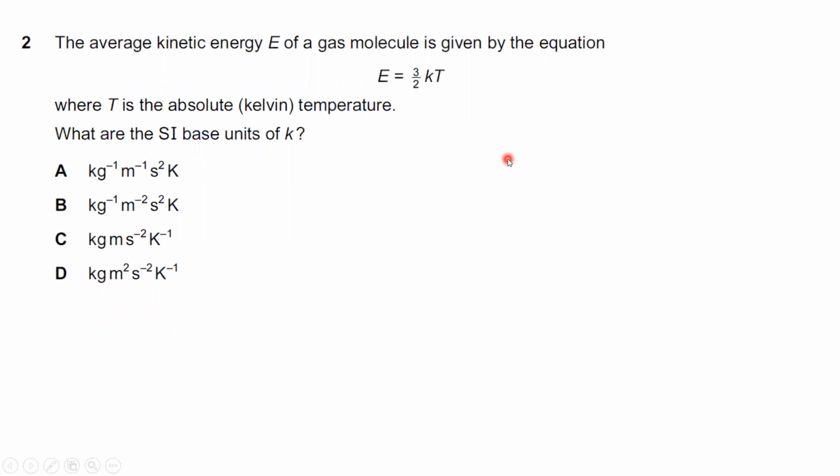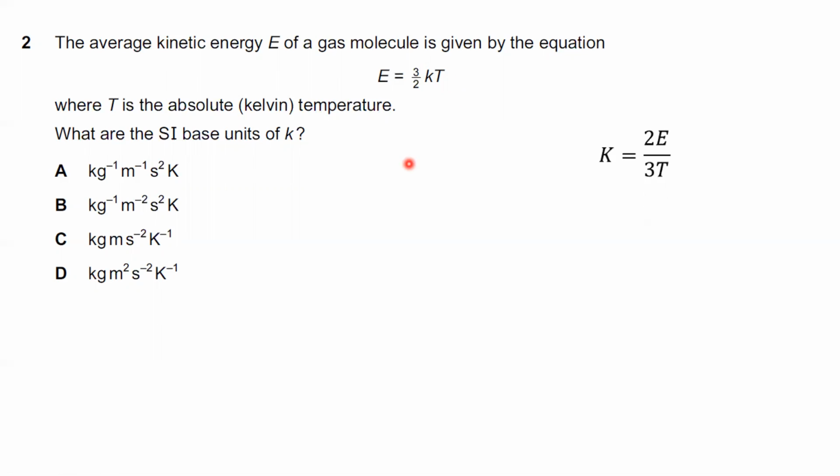Question 2. The average kinetic energy E of a gas molecule is given by the equation E is equal to 3 by 2 kT. So they're talking about the kinetic energy where T is given in absolute Kelvin temperature. What are the SI base units of k? We want to find the SI base unit of k. To do this, first we have to make k the subject.